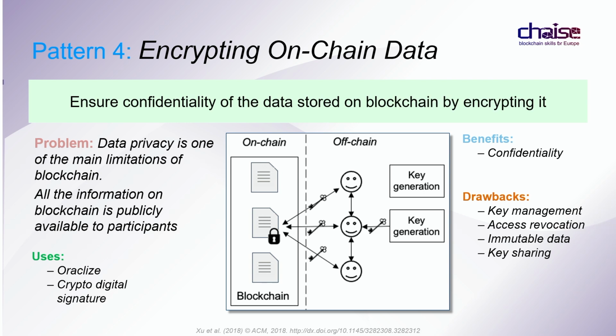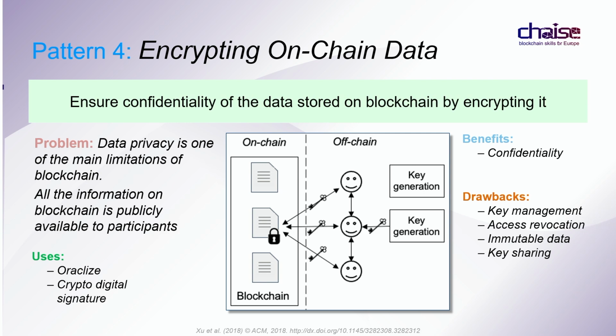Solution: symmetric or asymmetric encryption can be used to encrypt data before inserting data into the blockchain. Benefits: confidentiality. Using encryption, the publicly accessible information on a blockchain is encrypted, so that it is not readable by anyone who does not hold the secret key.